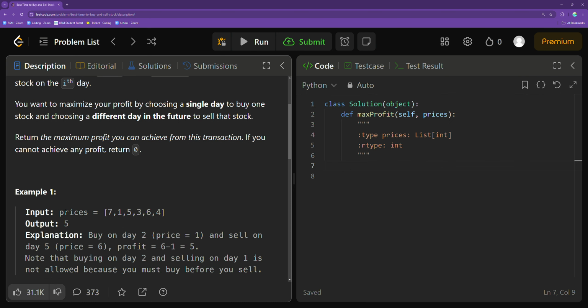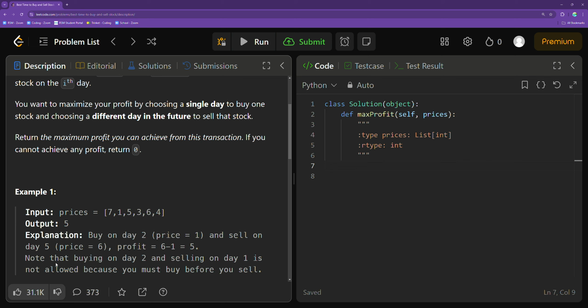Okay, so for example 1, we have an input of prices array 7, 1, 5, 3, 6, and 4, and the output is 5. So basically what 5 means in this situation is that the greatest profit we can make by buying on one day and selling on another is $5, or whatever currency that you would like to use. So our explanation here is we buy on day 2 when the price is equal to 1, which in this case is prices at indice 1, and then we sell on day 5, which in this case is indice number 4, when the price is equal to 6. And the profit would be 6 minus 1, which is simply equal to 5. How much we bought it for versus how much we sold it for.